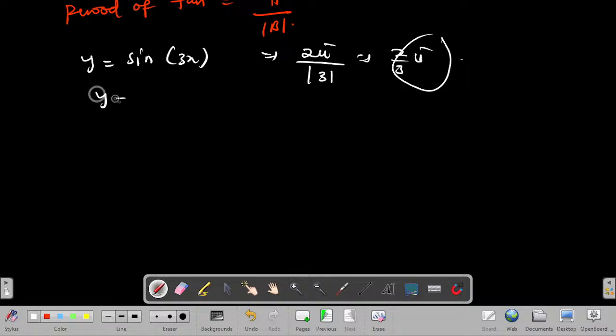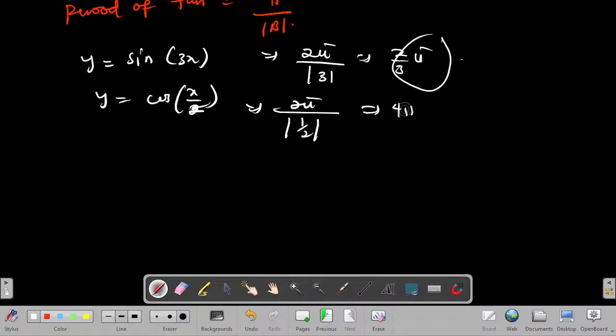I'll give you y is equal to cosine of the expression x over 2. What is the period of this function? To find the period of this function is simply equal to 2 pi over what? Absolute of what? 1 over 2. And this is going to give us 4 pi.